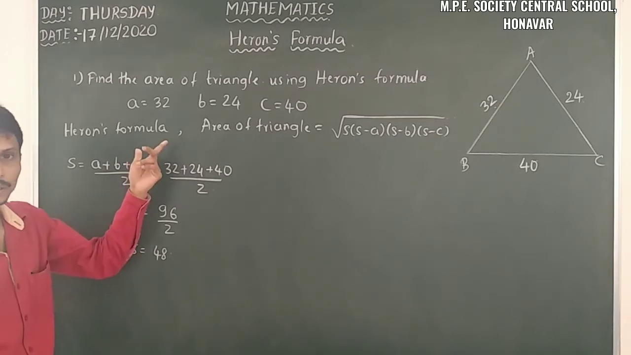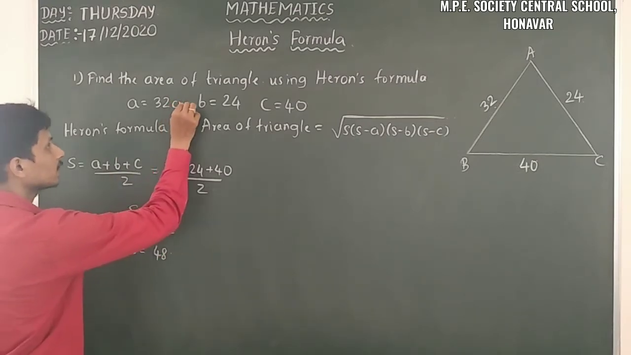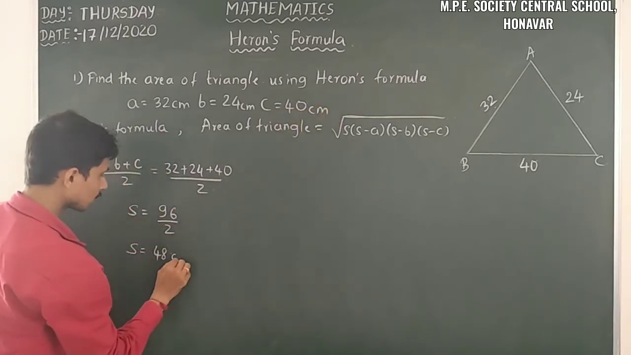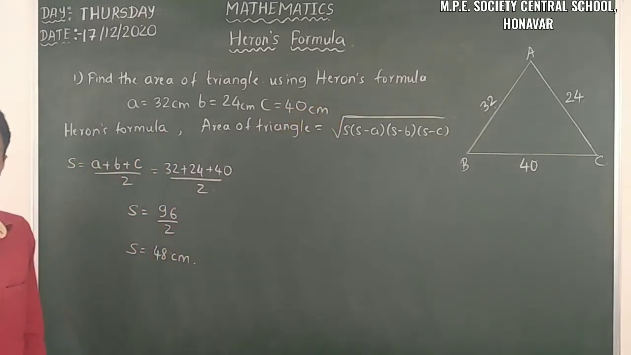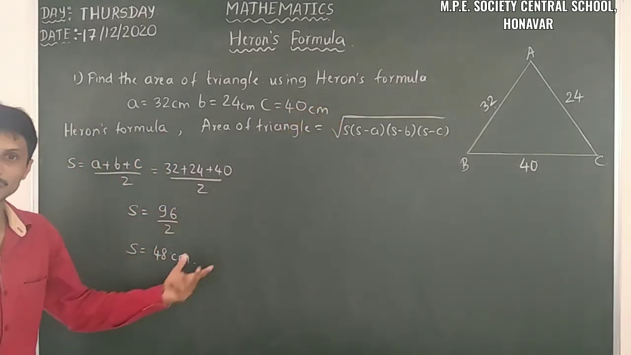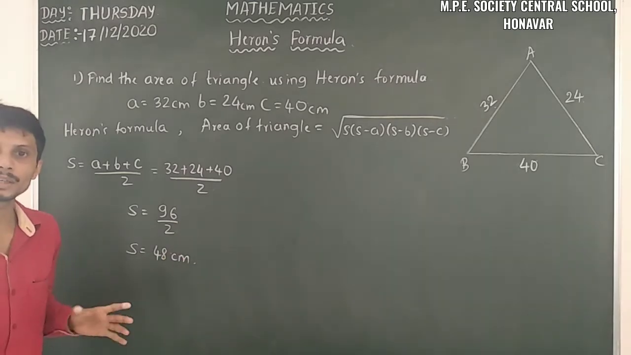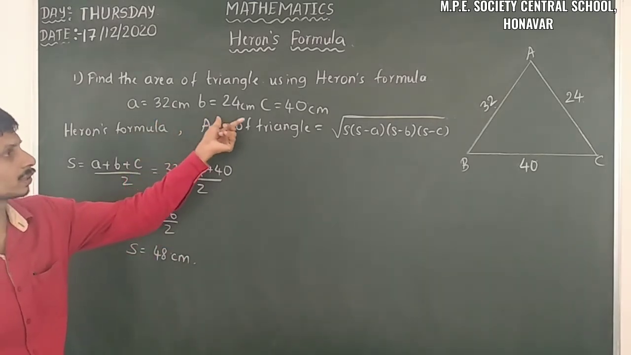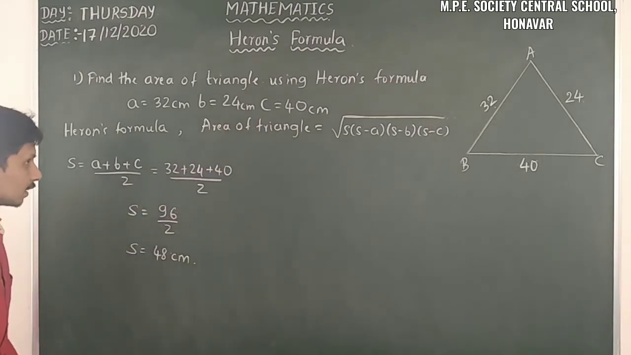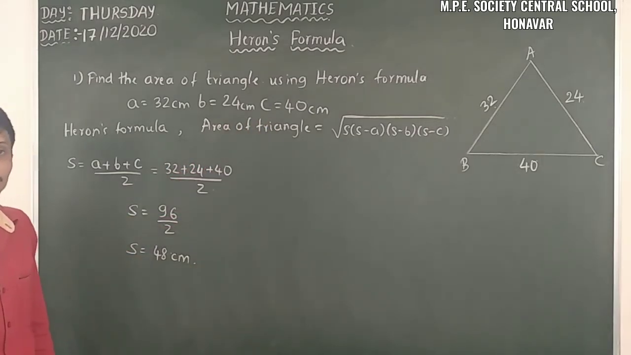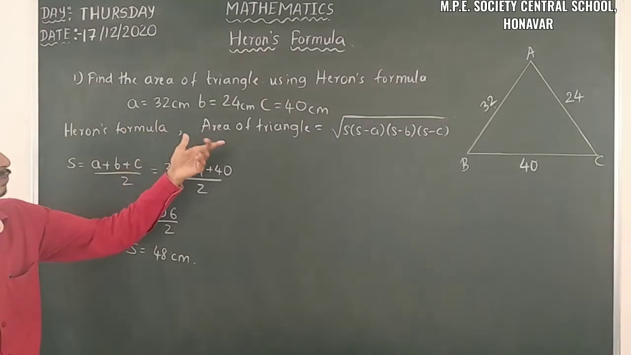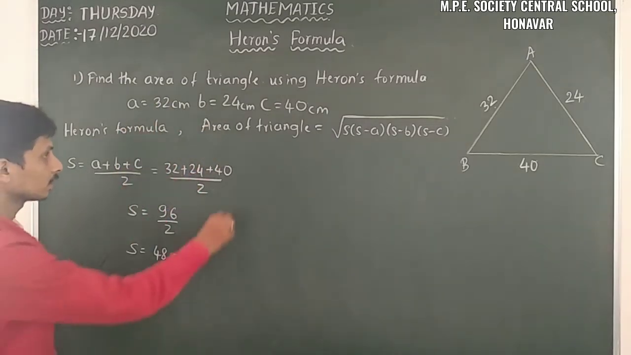So the value of S is 48. If it is centimeter, we can take 48 centimeter. We can take meter also, whatever it may be, we are dealing with the numbers. So S is equal to 48, A is equal to 32, B is equal to 24, C is equal to 40. Let us insert the value of S, A, B and C in this area of triangle formula.